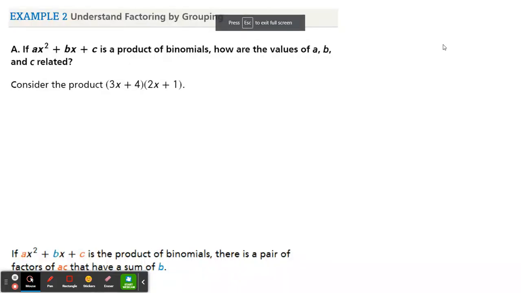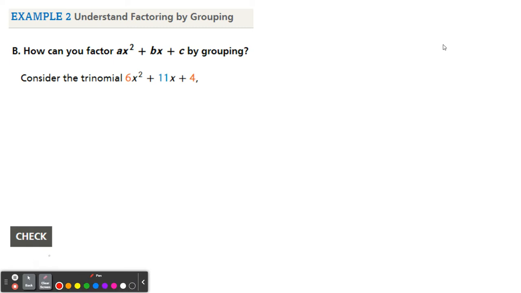Okay, so here comes some real fun, right? So let's talk about how we factor these ax squared plus bx plus c's. How can you factor ax squared plus bx plus c by grouping? Let's ignore this word grouping for a second and just talk about a whole bunch of different things.